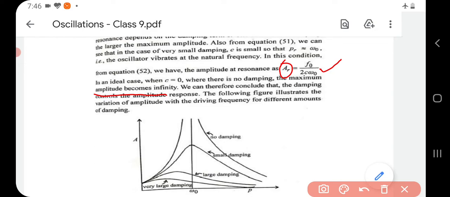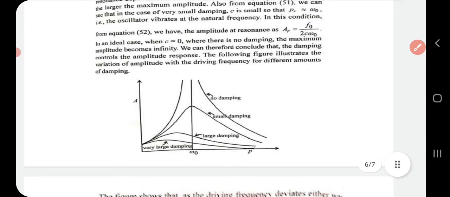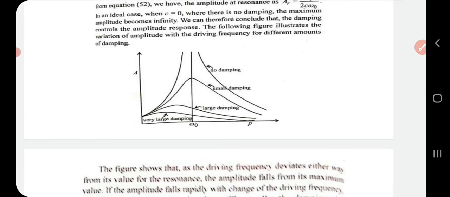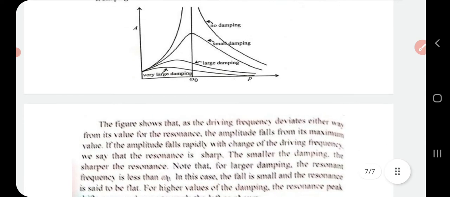The response is shown in this figure, which shows the variation of amplitude with driving frequency for different amounts of damping. So just understand this: when damping is low, the amplitude of oscillation is maximum. When damping is high, the amplitude of oscillation will decrease. It will be low. That is, damping controls the amplitude response. And here you can see the various responses of amplitude for no damping, small damping, large damping, very large damping, etc. Let us analyze this figure.